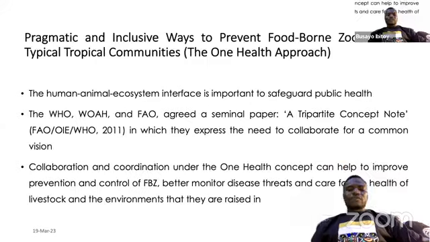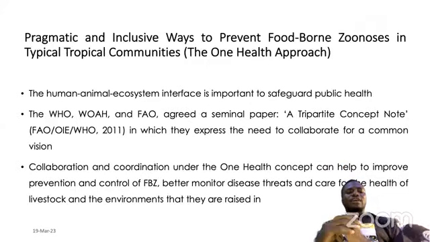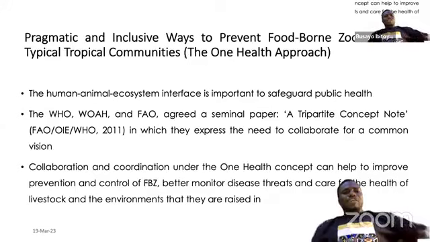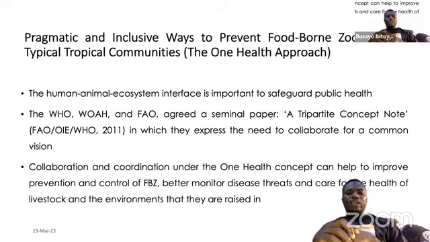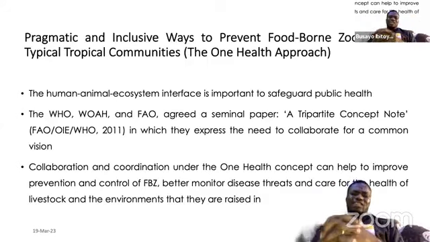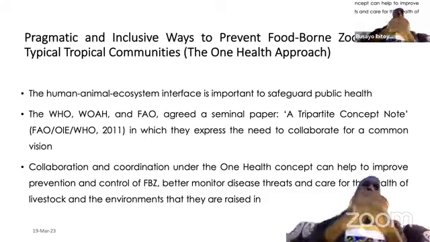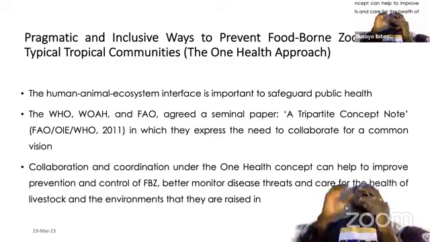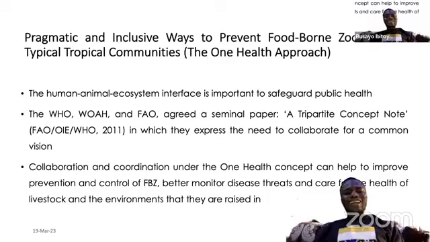Now let's look at the pragmatic and inclusive ways to prevent foodborne zoonoses in typical tropical communities: the One Health approach. The human-animal-ecosystem interface is very important in safeguarding public health. Like we said earlier, the One Health approach recognizes that the health of animals, humans, and even the ecosystem are interrelated.